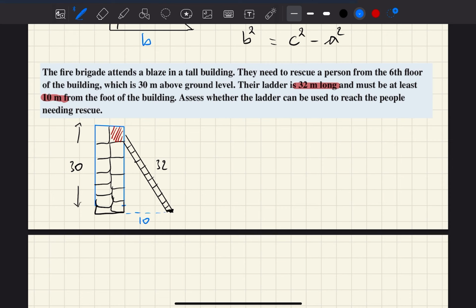Because of this, we are pushing back 10 meters. Why are we pushing back 10 meters? To get the balance, right? We need to get that balance. So in order to get that balance, we need to push back 10 meters. So now let's approach this question.